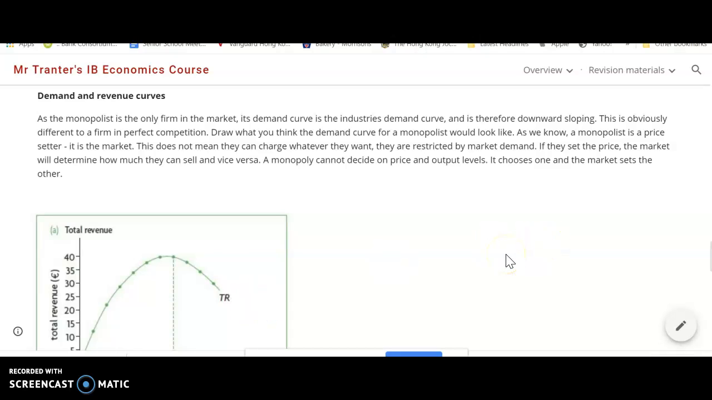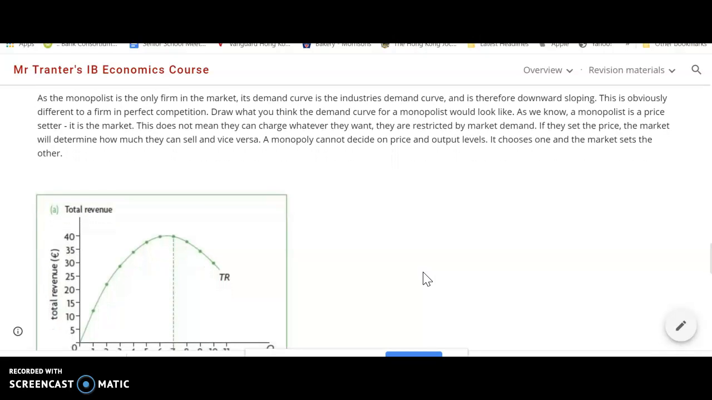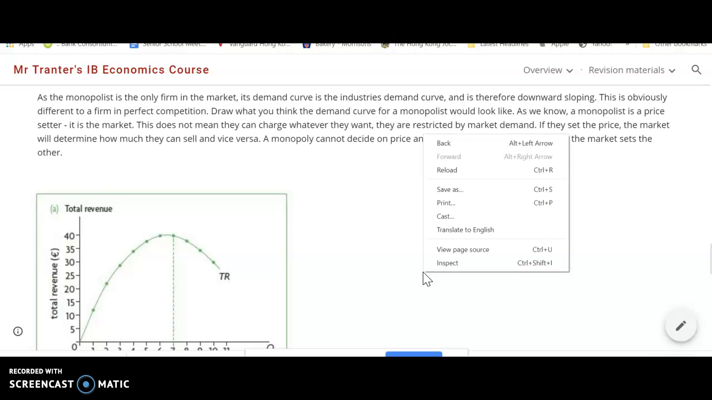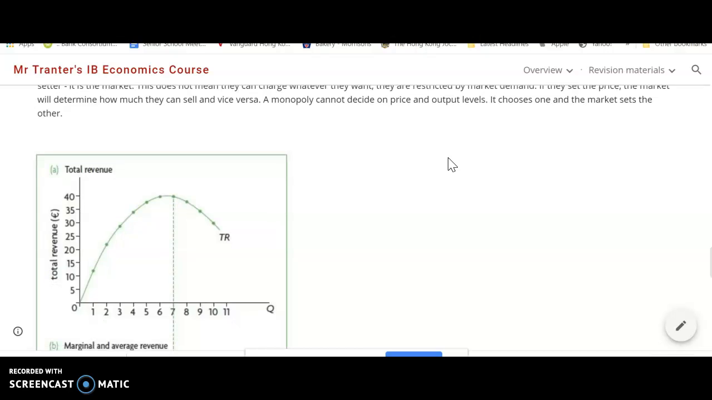The monopolist is the price setter in the market because it's the one firm. It doesn't mean they can charge whatever they want, because ultimately the price they charge will determine the level of demand. Therefore, they're going to be looking for the price that allows them to maximize their profit, or the level of output that allows them to maximize their profit. Okay, so the monopolist can either choose the price they want to charge or the level of output they want to produce at, and then the market will set the other.